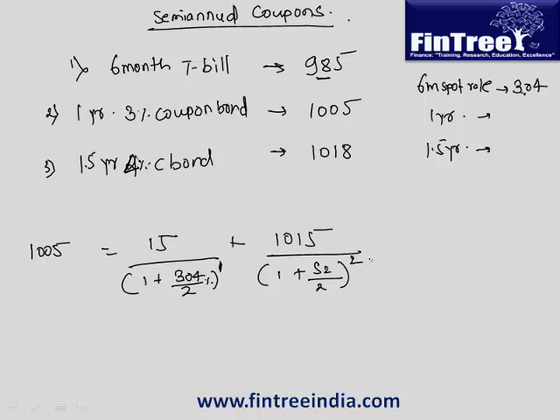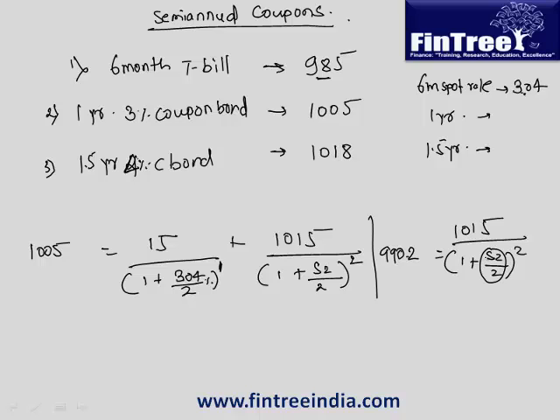14.7. Plus minus sign to make it negative. Plus 1005 is equal to 990, round figure. 990.2 is equal to 1015. So this number is gone now because we shifted it to the left. So 1015 divided by 1 plus S2 divided by 2 raised to 2. Okay. So we have to first find out this number. What is that number which in 2 compounding periods makes present value equal to future value?